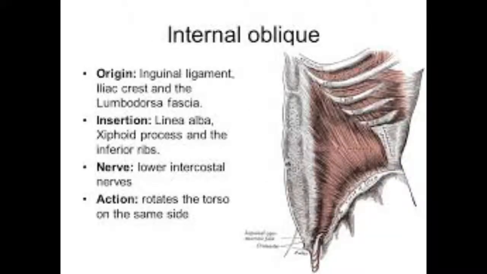The internal oblique. Origin is the inguinal ligaments, the iliac crest, and the lumbodorsal fascia. Its insertion is the linea alba, the xiphoid process, and the inferior ribs. Its action is it rotates the torso on the same side.